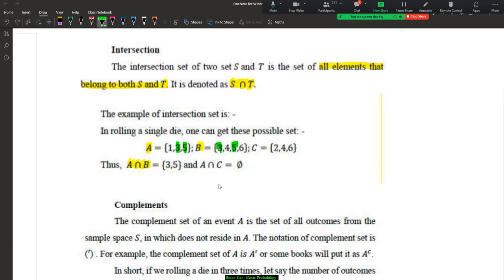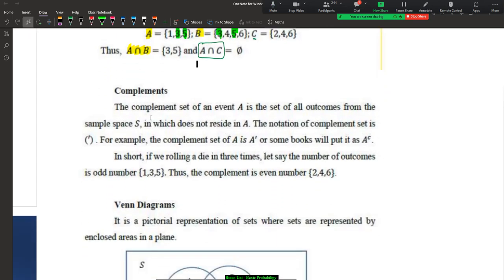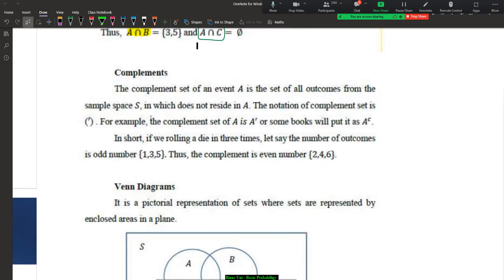So a set can be an empty set. It can have no element at all. Let's say A is equal to no value, no element in A. This is what we call an empty set or null set. The symbol of the null set can be either this one. This is the symbol of the null set. So let's look at an example. Let's say set C, we have 2, 4, and 6. When we want to find the intersection between A and C, there are no similar elements in A and C. So this is what we call an empty set. There is no intersection.